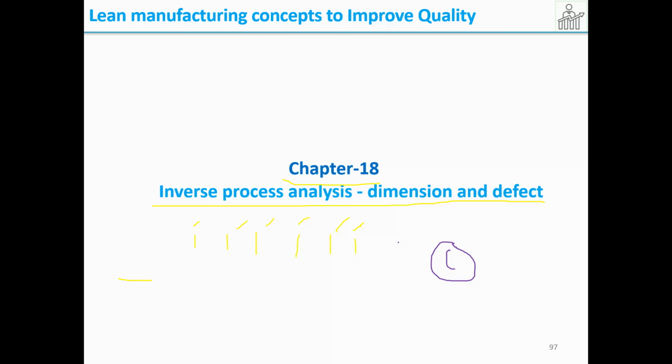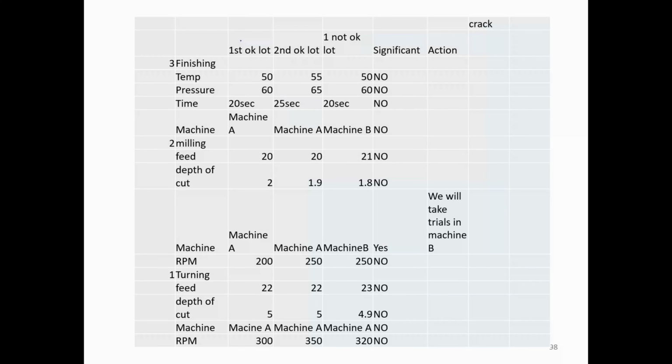In this case, in order to find out where the problem or the root cause is, we use inverse process analysis. Let us see how we can use it. What we'll do is we collect two OK lot data and one not OK lot data. And inversely, from backwards, we go to the previous department, and then the previous department, and then the previous department, and collect parameters for each significant parameter value, and then do the inverse process analysis.